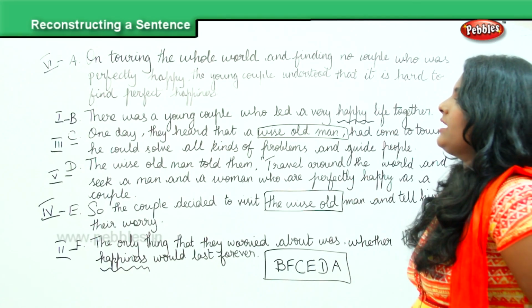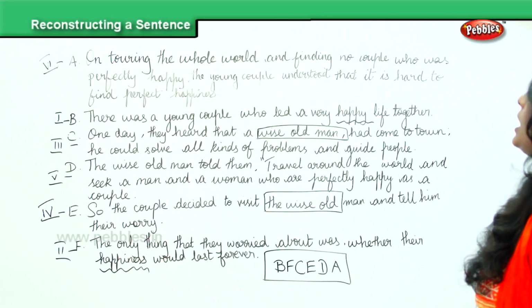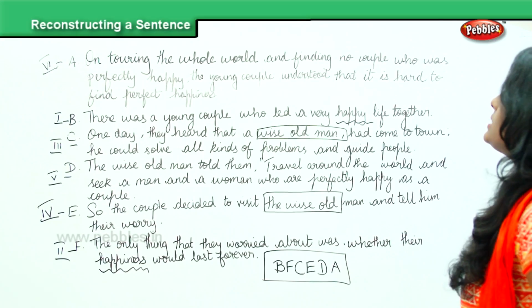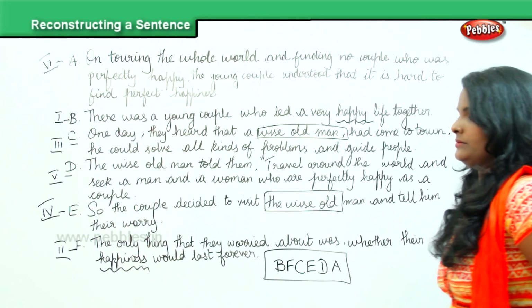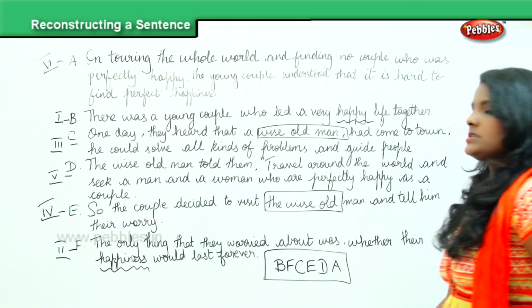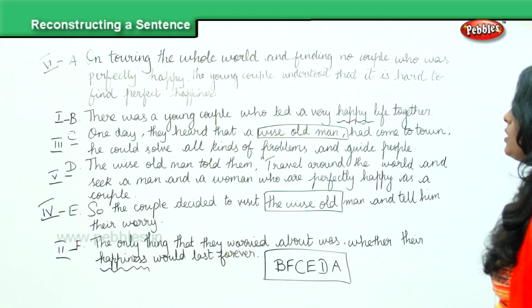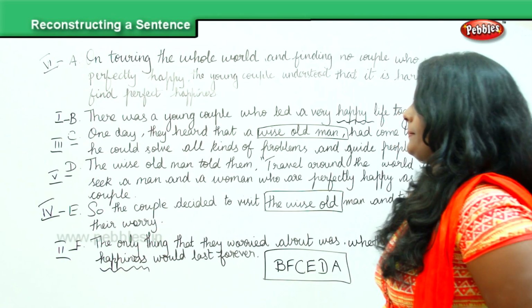One day, they heard that a wise old man had come to town. He could solve all kinds of problems and guide people. So, the couple decided to visit the wise old man and tell him their worry.